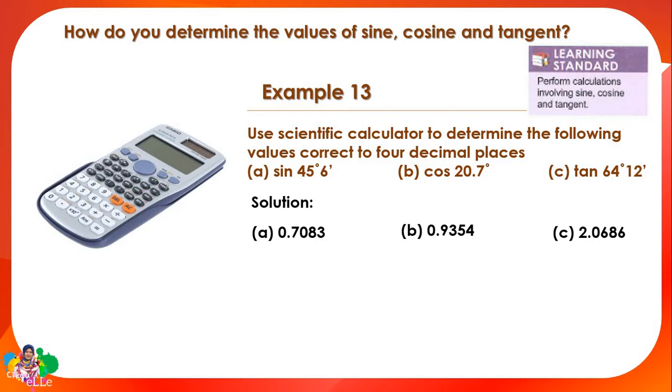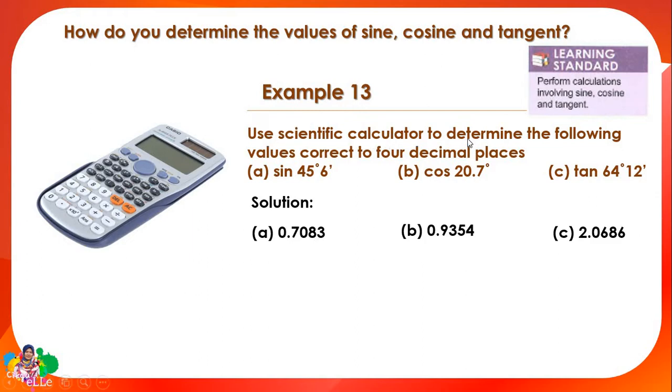In the previous lesson, you learned how to find sine, cosine and tangent without using a calculator for angles of 30 degrees, 45 degrees and 60 degrees. Other than those angles, you have to use the scientific calculator. So let's look at example 13.